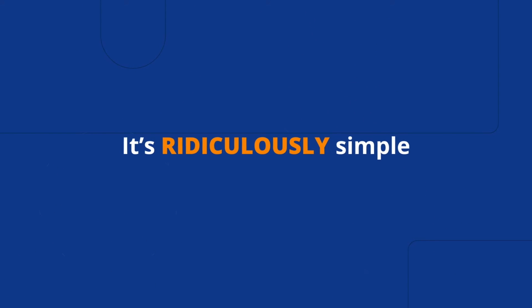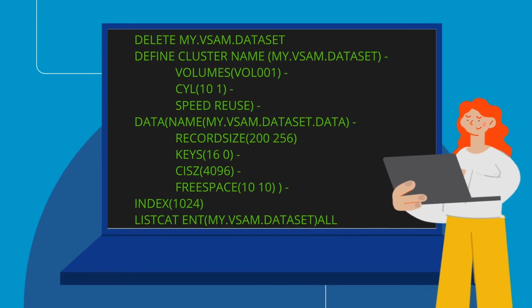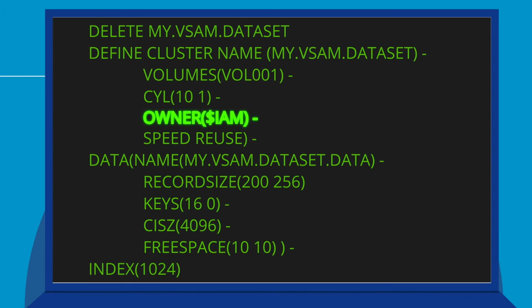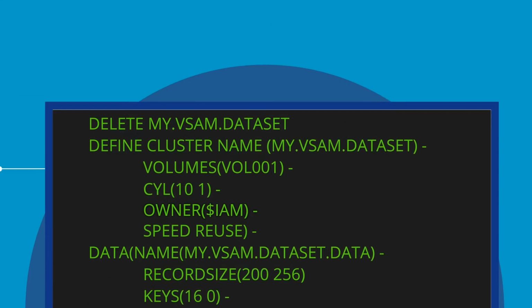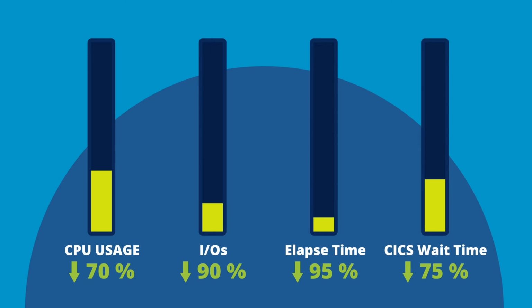Exactly how simple is this, you ask? It's ridiculously simple. While VSAM may not exploit the latest mainframe capabilities you've paid for, by inserting one line into your VSAM-defined statement, you can enjoy the performance gains mentioned earlier without the need to change the application itself.